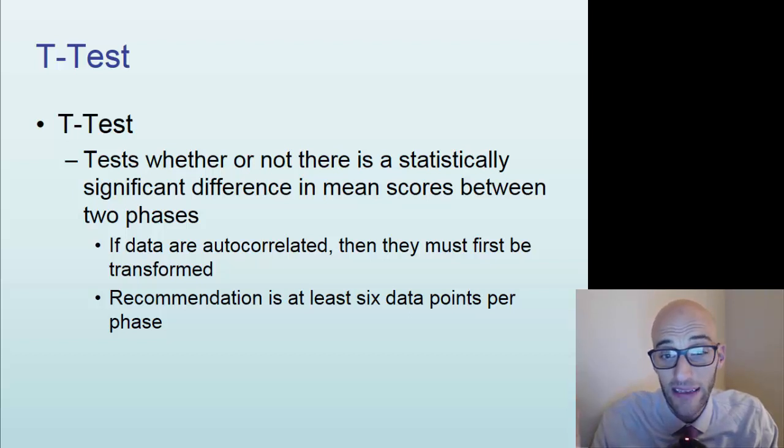And it's recommended that you have at least 6 data points if you're going to be doing a t-test. So 6 data points per phase, so 12 altogether. Otherwise, having too few data points, your t-test may be a little bit misleading.